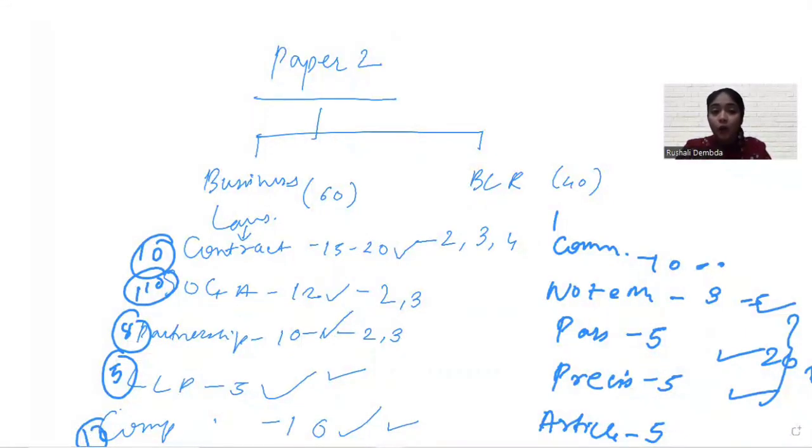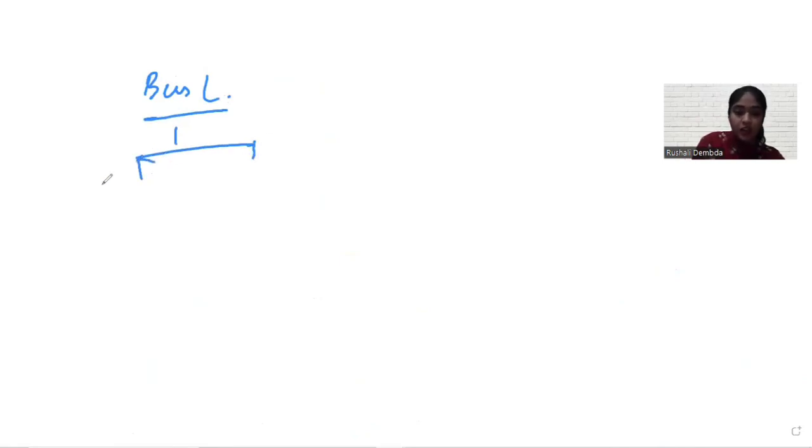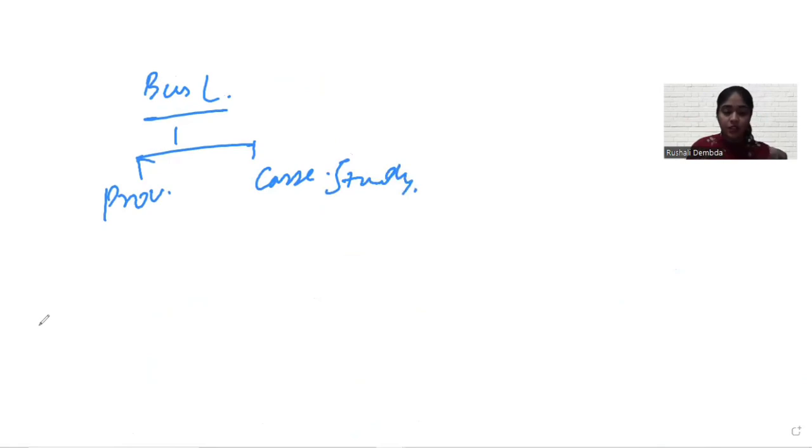Now, there are varied questions which come into your picture when it comes to your business laws and your questions relating to business correspondence and reporting. When it comes to business laws, we have two types of questions. One is your provision based questions and one is your case study based question. Provision based questions can be around 25 to 35 marks, and similarly here it will be 30 to 35 marks. That is how part one of this subject's paper is divided.